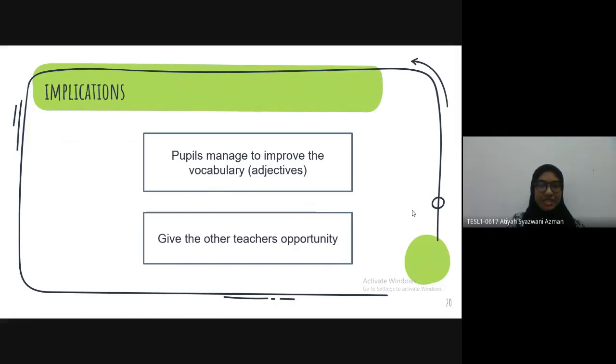So the next one is to give other teachers the opportunity to use the Elsa Adjective song with the Year 3 pupils in SK Bukit Guntong, so that the Elsa Adjective song can help the other pupils and help teachers to develop vocabulary among pupils in SK Bukit Guntong. So that's all from me.